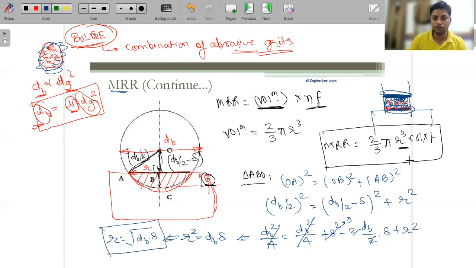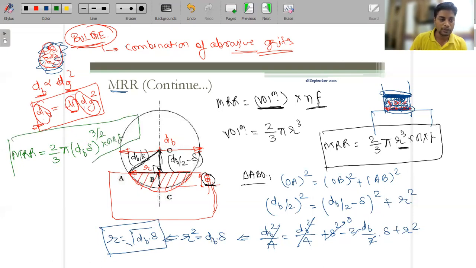Okay, so just put the value over here. So from here the material removal rate will be equal to 2 by 3 pi into dB into delta raised to 3 by 2, into n into f. Okay, so this is the material removal rate.